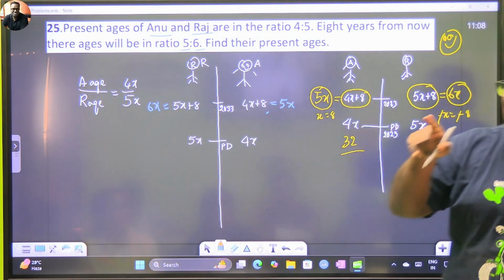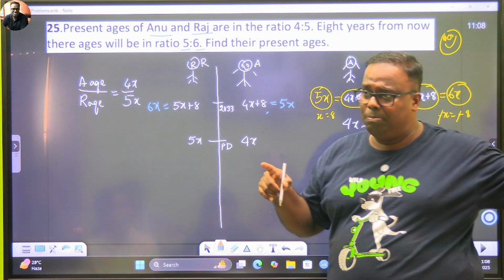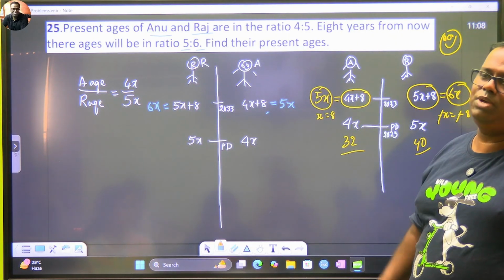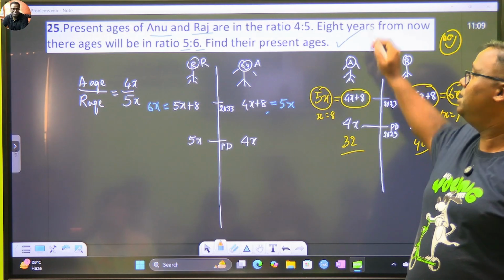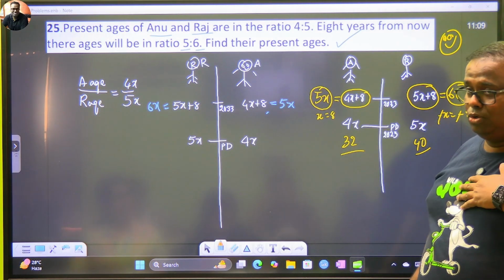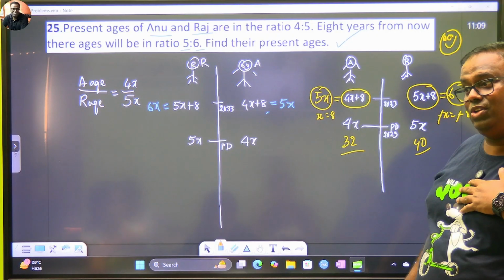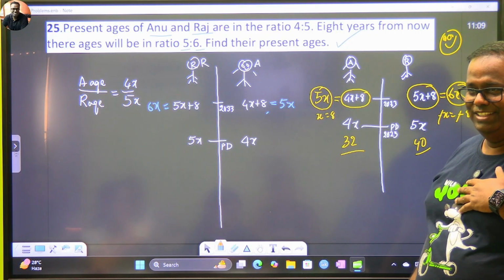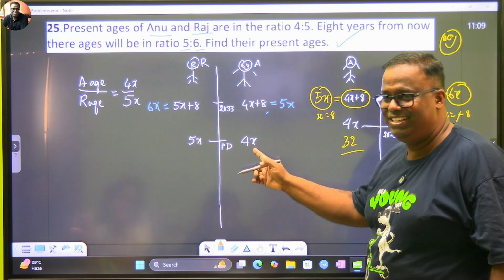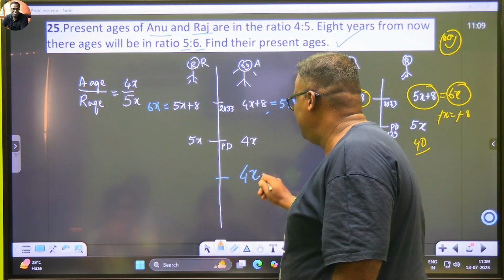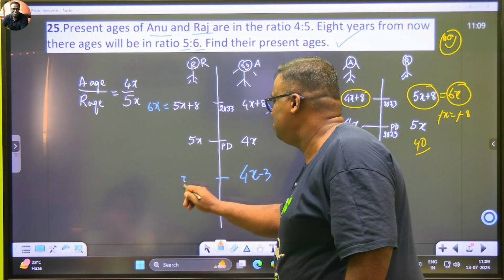Then you will get the value of x. Don't put your tail up and start dancing. I got x equal to 8. Nonsense. Nobody asked you x. They've asked you present ages. But I am very crooked. I will ask you what you know. What were their ages 3 years ago? Final answer. So you find the present age. And 3 years ago, the age will be what? 4x minus 3. 5x minus 3.